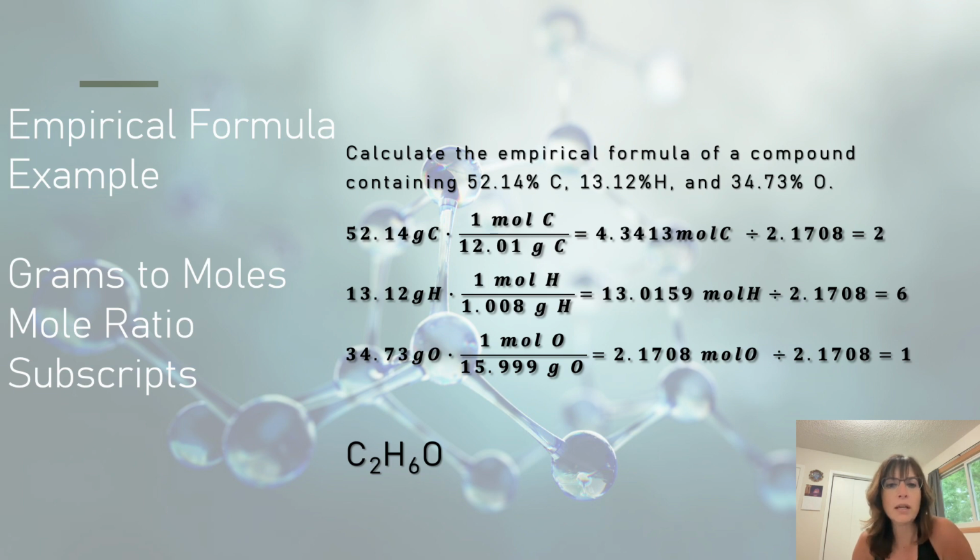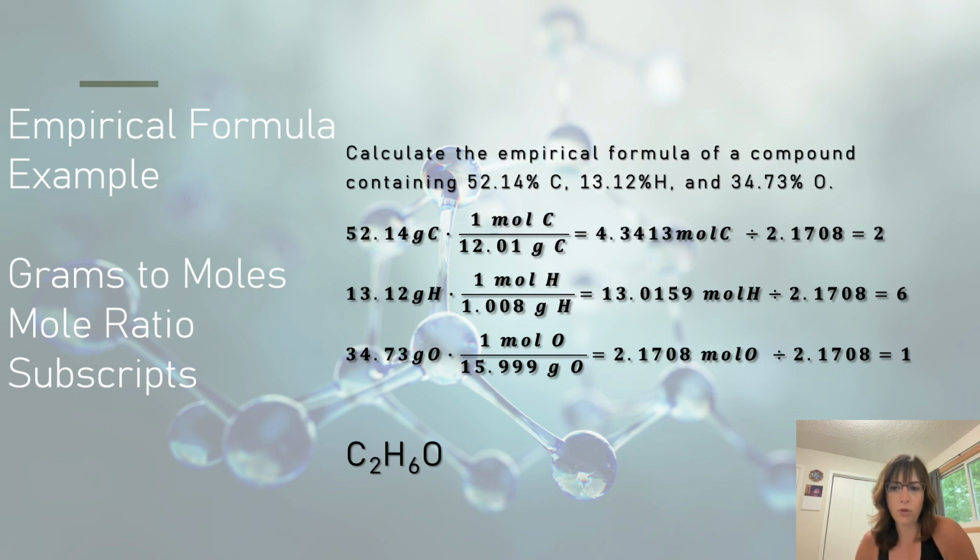So you'll notice in the middle there, my moles: 4.3413 moles of carbon, 13.0159 moles of H, and 2.1708 moles of O. So we've done the first step, mass to moles. Step number 2, mole ratio. You pick the smallest mole value, in this case 2.1708, and you divide everything by that number. And I rounded, you get 2, 6, and 1.